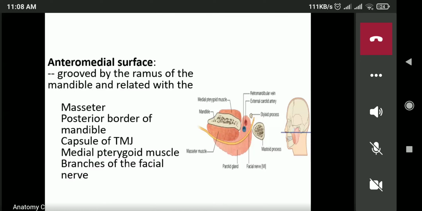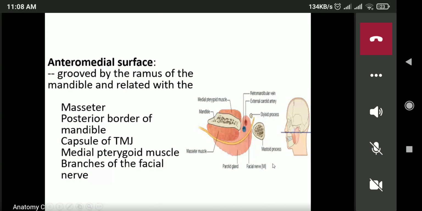Talking about the anteromedial surface. So anteromedial surface is grooved by the ramus of the mandible and related with the masseter muscles. Masseter muscles is attached on the lateral aspect of the ramus of the mandible, posterior border of the mandible, capsule of the temporomandibular joint, medial pterygoid muscles in the medial aspect, and branches of the facial nerve. So they are the structures in relation to the anteromedial surface.